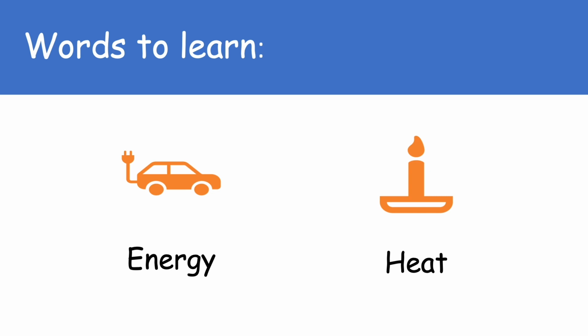Okay, words to learn. Two words that you have to remember today. These are the words that we have to focus on, and they will be added to your science vocabulary spelling every day in our science class. So, number 1 is energy, and next is heat. So, don't forget these 2 words.